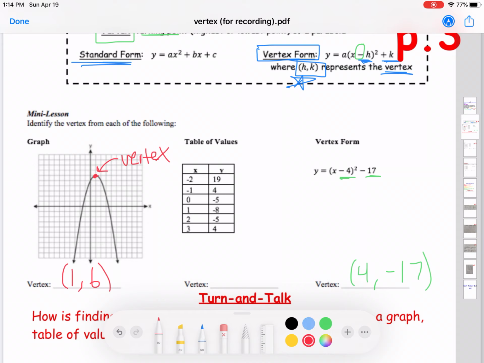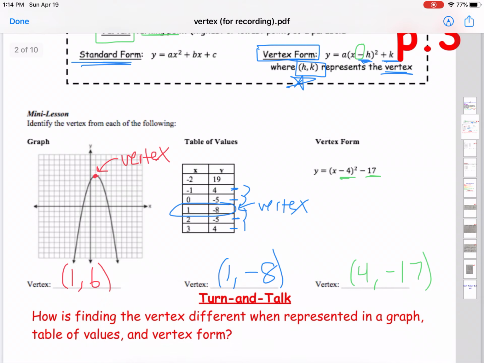Finally, if we're looking at our table of values, we're going to be looking still for that idea of a turning point or something in the middle. Now, what I notice in my y values here, I see I have a 4 and a 4, a -5 and a -5. So I notice here that it is symmetrical about this point right here, which must mean that this is our vertex, because on either side of -8, I have -5 and -5, then I have 4 and 4. So I notice that symmetry around that middle point of 1, -8. So that must represent our vertex.